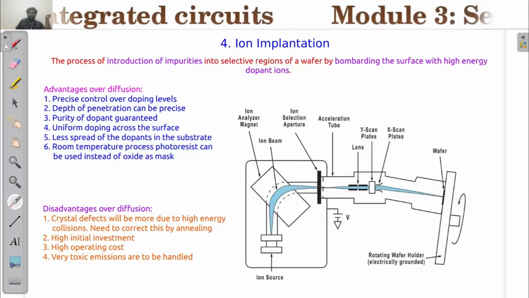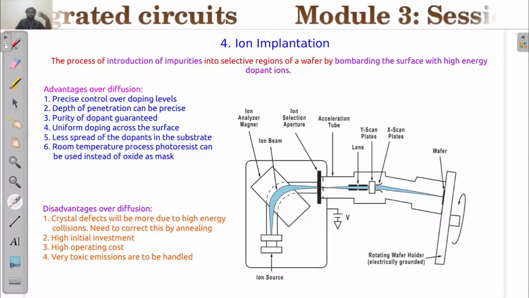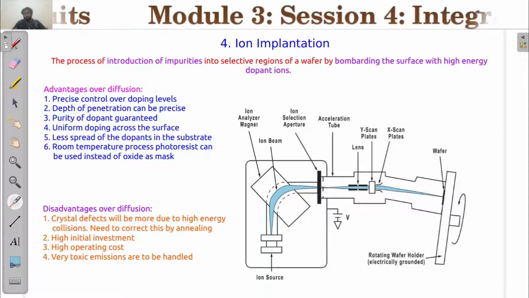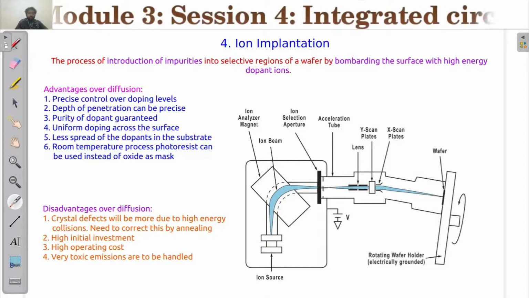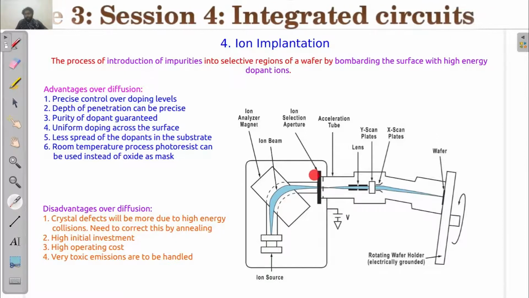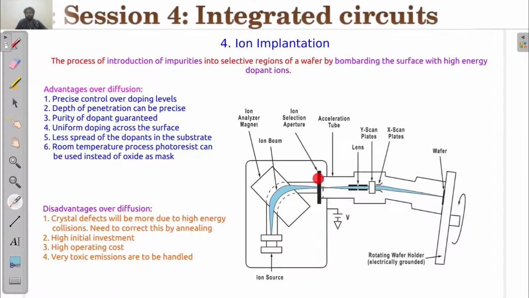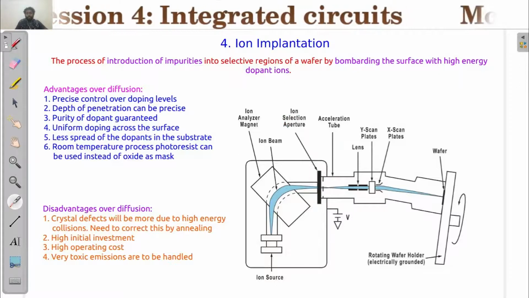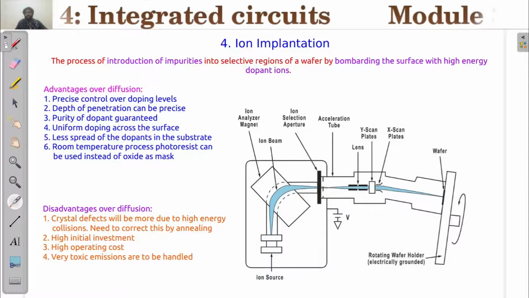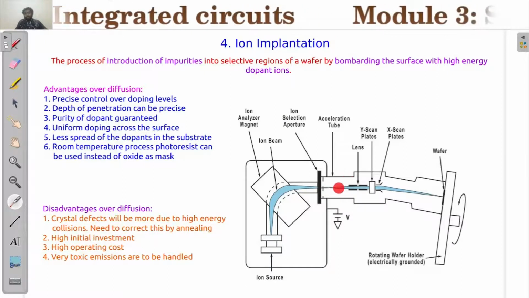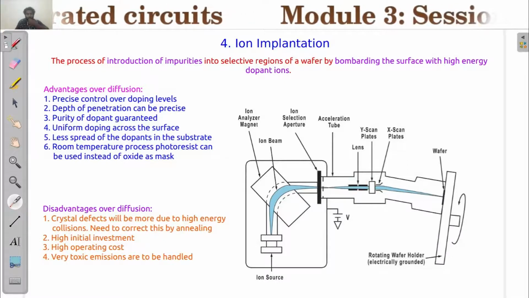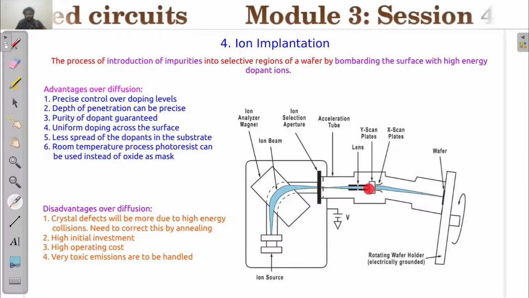So whenever the ions are moving in the field of a magnet, they will be deflected, and that deflection depends on the charge of the ions. So if there are unwanted ions, they will be deflected in a slightly different way, and they will be blocked by the ion selection aperture. Only the right kind of ions will pass through the ion selection aperture to get accelerated in an acceleration tube, and that will be focused by a lens, and it will be deflected by X and Y scan plates.